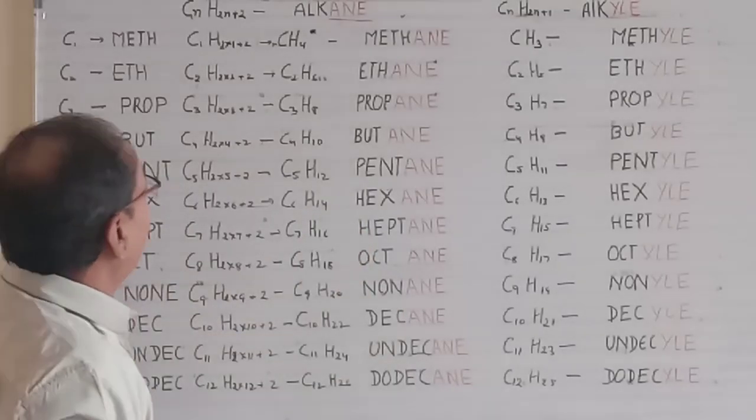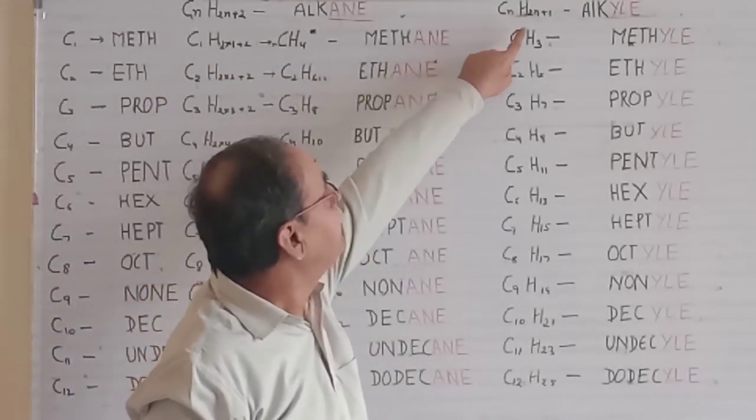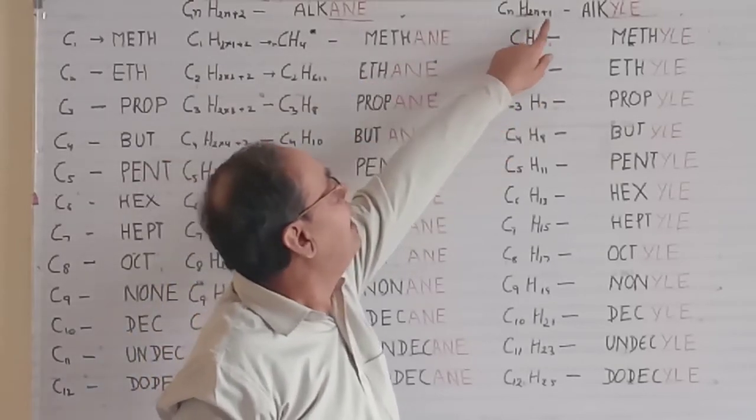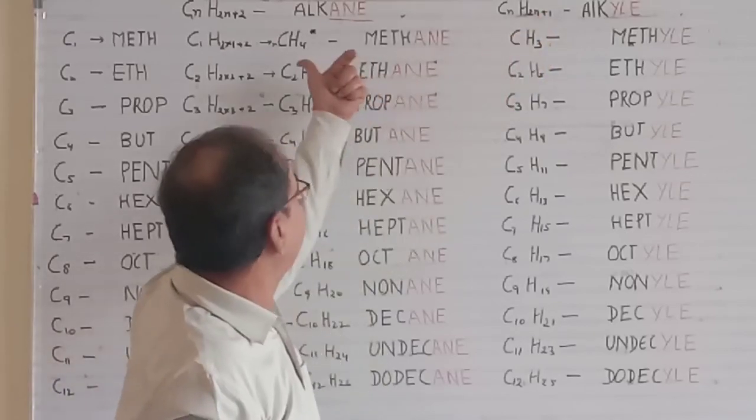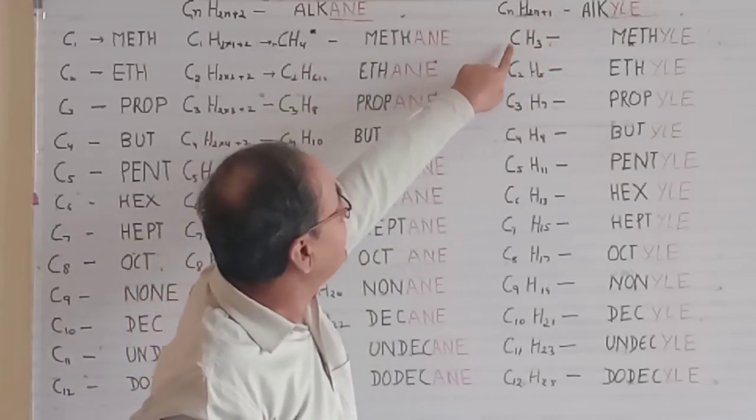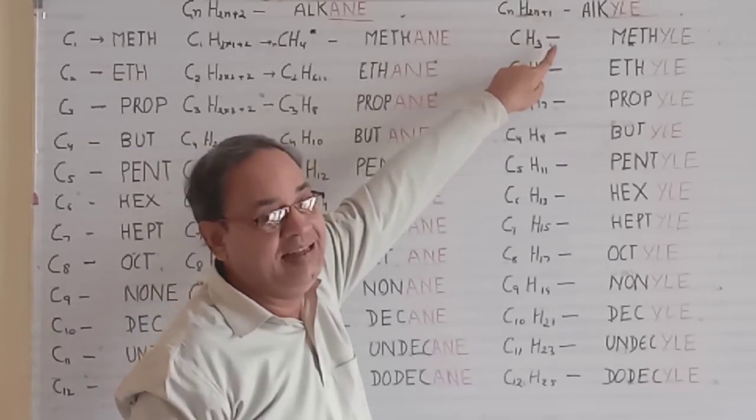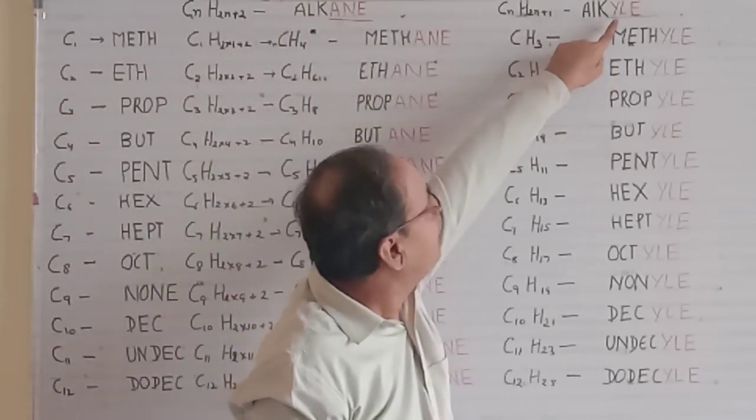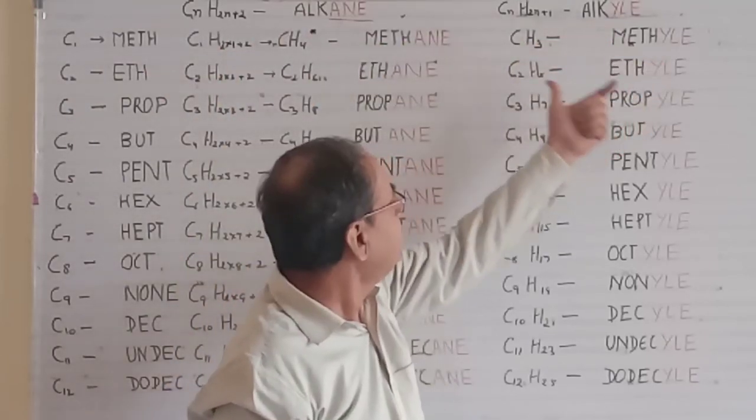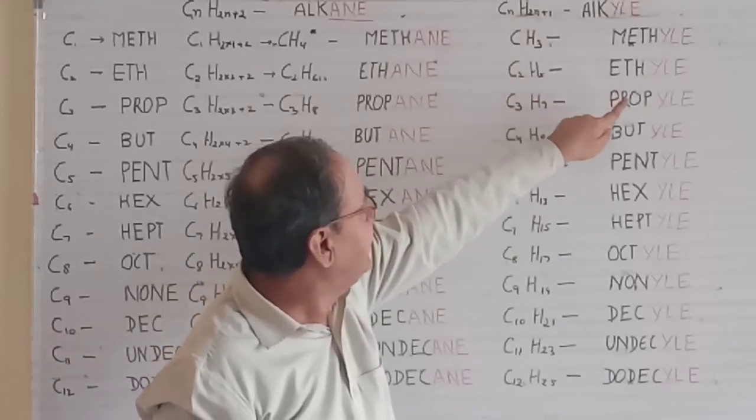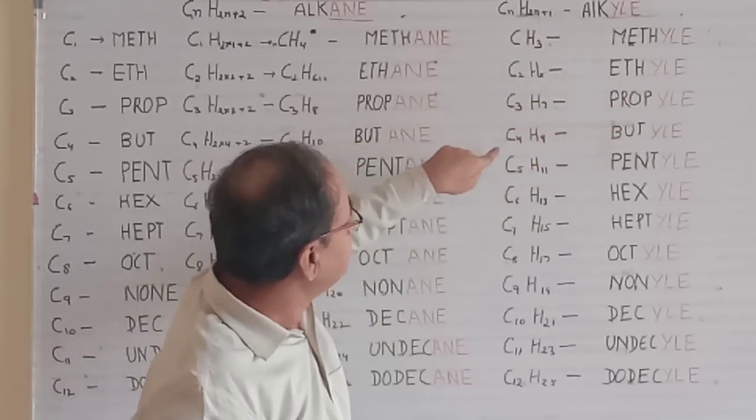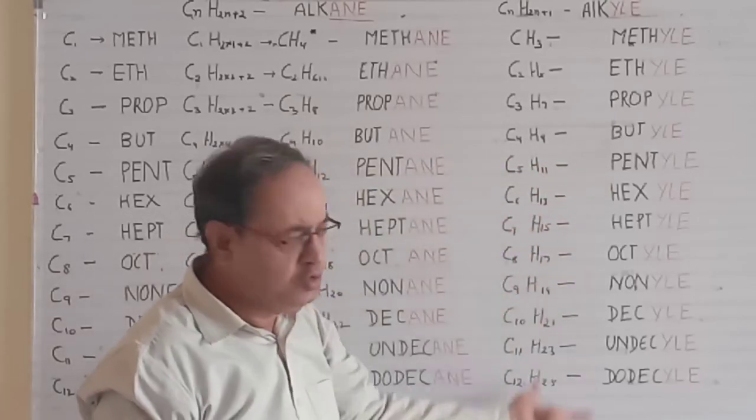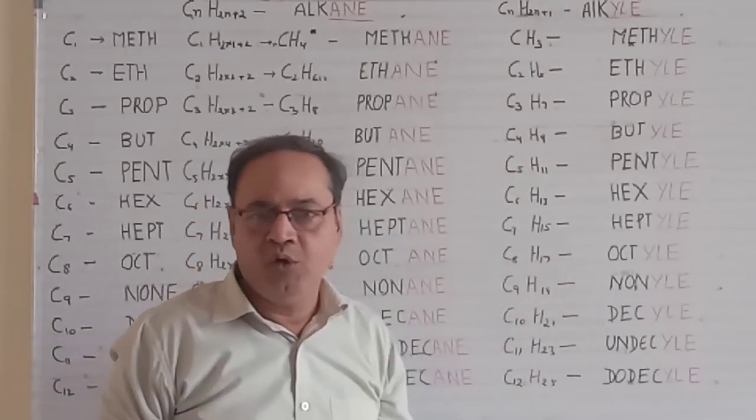Now we have the next group, CnH2n+1, which is known as the alkyl group. It has one hydrogen less than the same formula. So when you remove one hydrogen, it becomes CH3 with one vacancy left. That is known as meth from this end and yl from this end. So this is called methyl. In the same way C2H5 is ethyl, C3H7 propyl, C4H9 butyl, C5H11 pentyl, hexyl, heptyl and so on. You can just go on with the naming of this group.